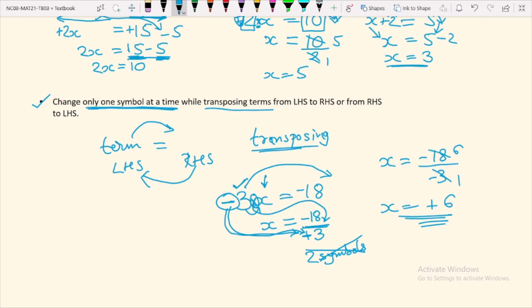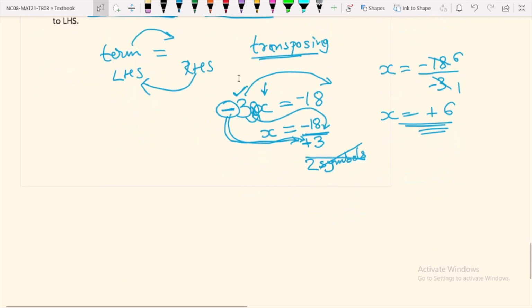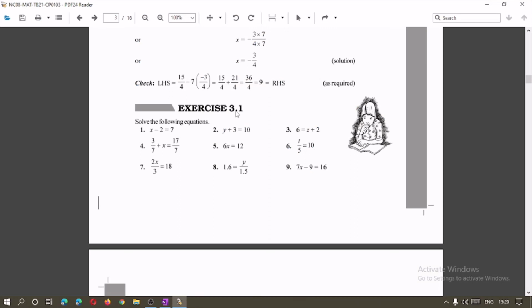This much we have to remember. So if you remember this much, we can start solving the exercise now. So in next video we will be solving exercise 3.1. We will solve in the next video. I hope you understood. Bye.